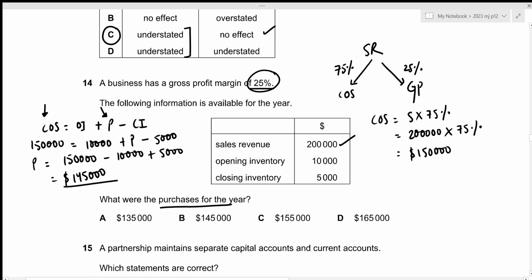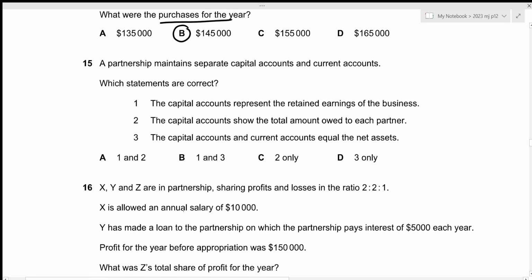And this is given in option B. Let's move towards the 15th question. A partnership maintains separate capital accounts and current accounts. We need to figure out which statements are correct.